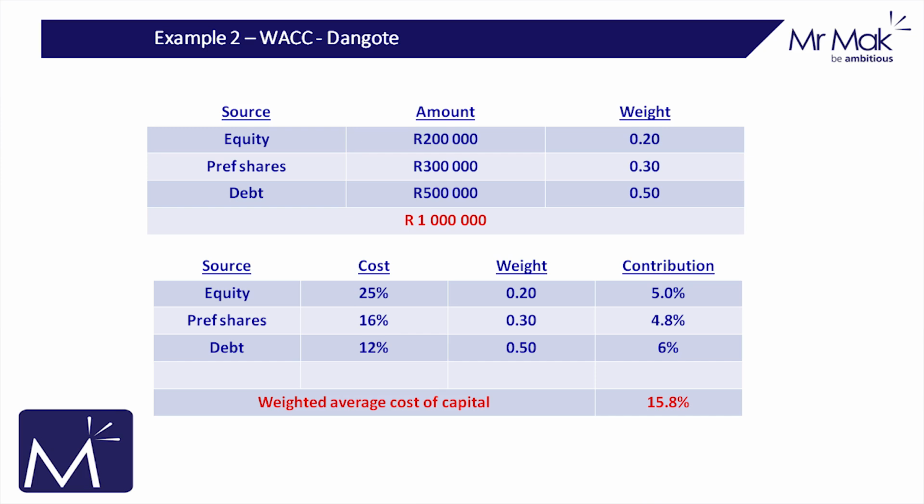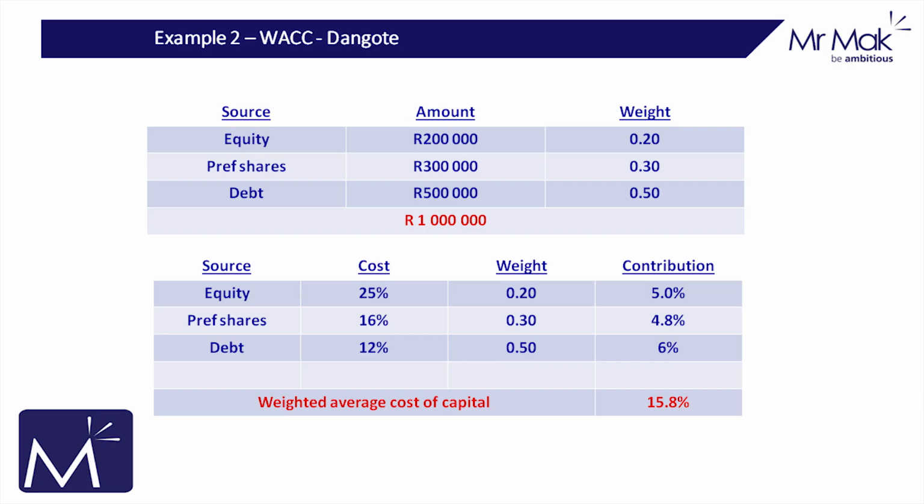Now, the next step is we're going to apply those weightings to the cost of capital of each capital type. Now, again in this example, I've kept the cost of capital identical to that of example 1. So for equity, it's 25%. For preference shares, it's 16%. And for debt, it's 12%.